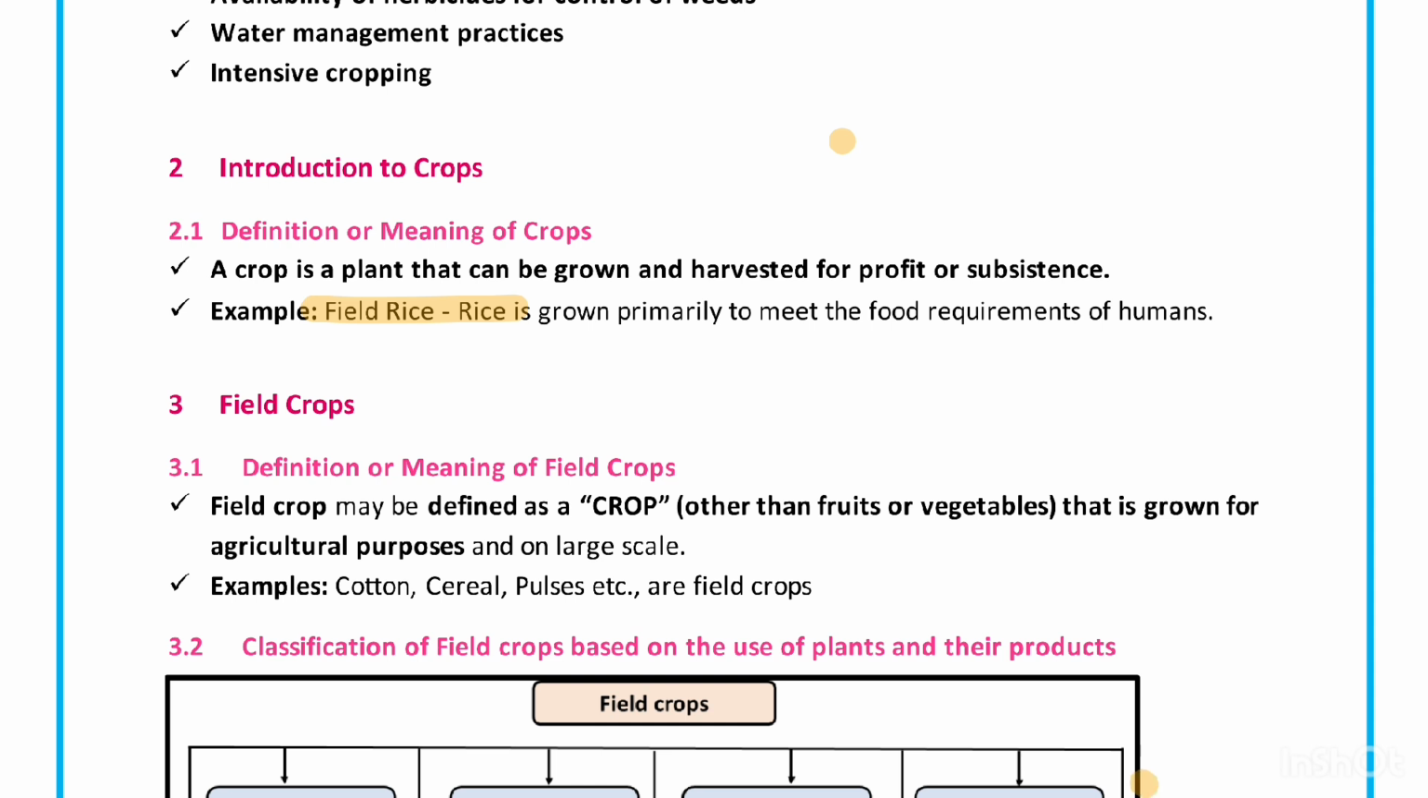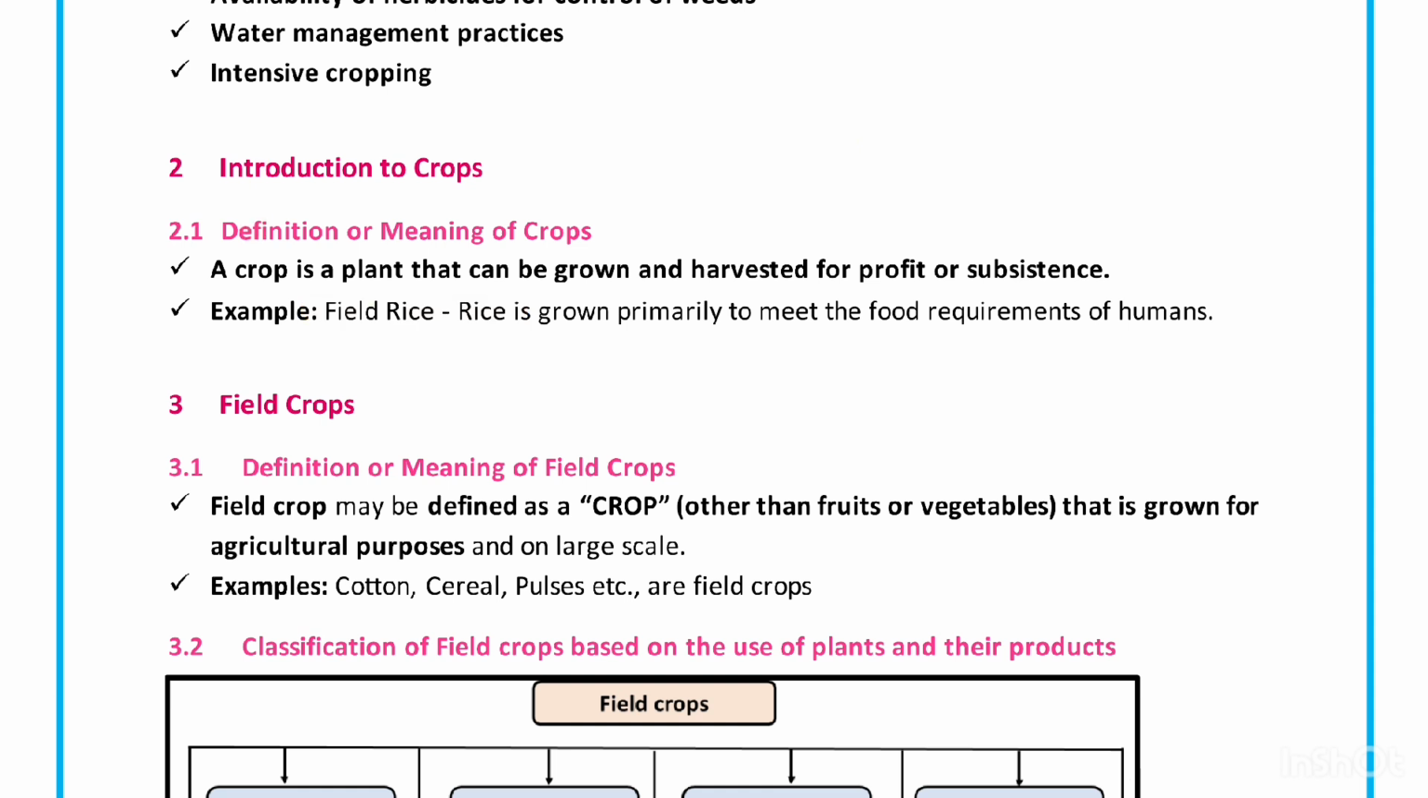Farmers grow crops not just for fulfilling their own requirement, but also for selling in the market for commercial purpose. The activities managed over a piece of land, these are called a crop. Okay, clear?